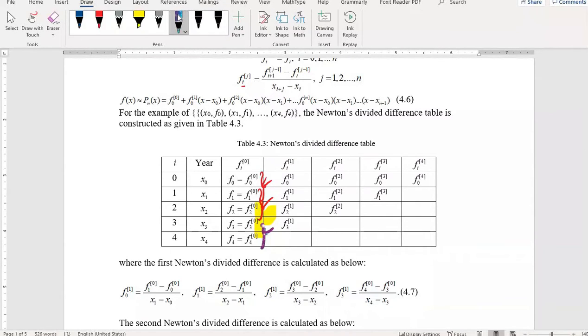Normally for the first level, students have no great problem. The first time you take the first two, the second time you take the 0 and 1 data. For f1^1 you take these two, 2 and 1. For f2^1 you take 3 and 2, and for f3^1 you take 4 and 3. So this is the first level.